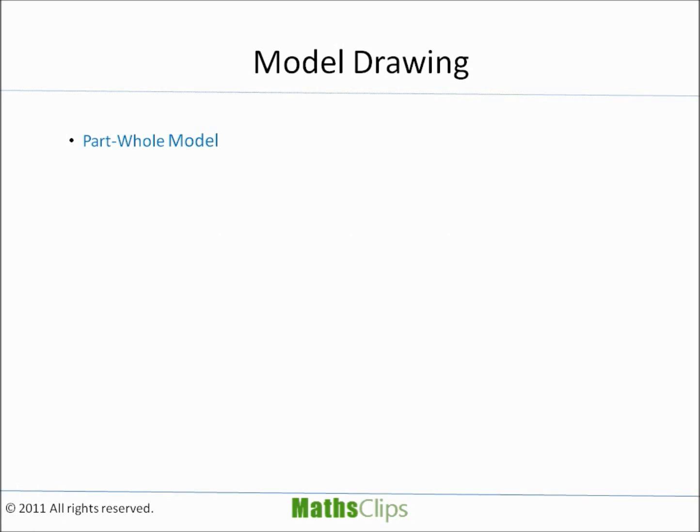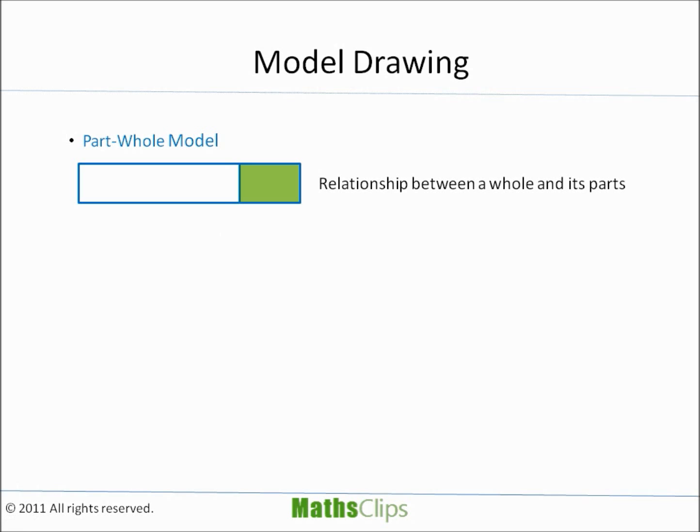There are a few types of models which we will go through in this video. The first one is a part-whole model. In a part-whole model, the bar is divided into subdivisions to show the parts. The relationship is then established between the whole and its parts. For example, Jane has 30 pens, 20 of them are red, and the rest of them are blue. Find the number of blue pens.